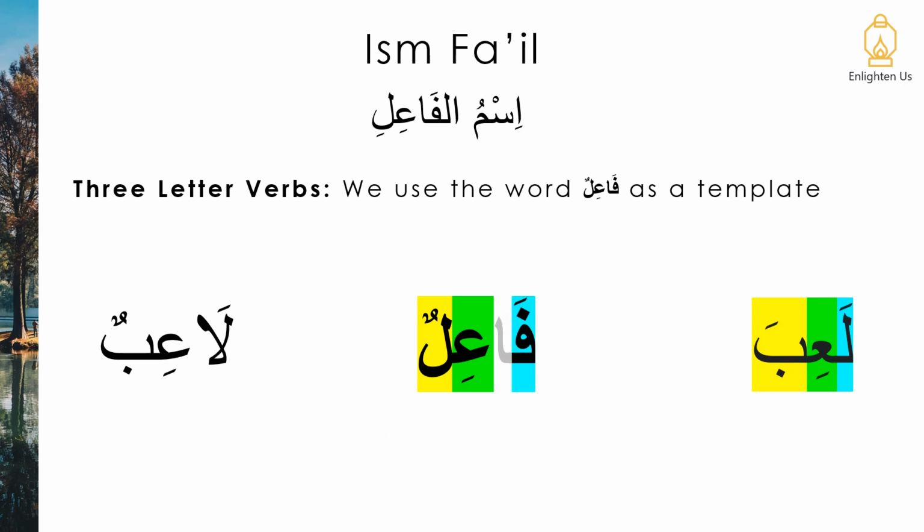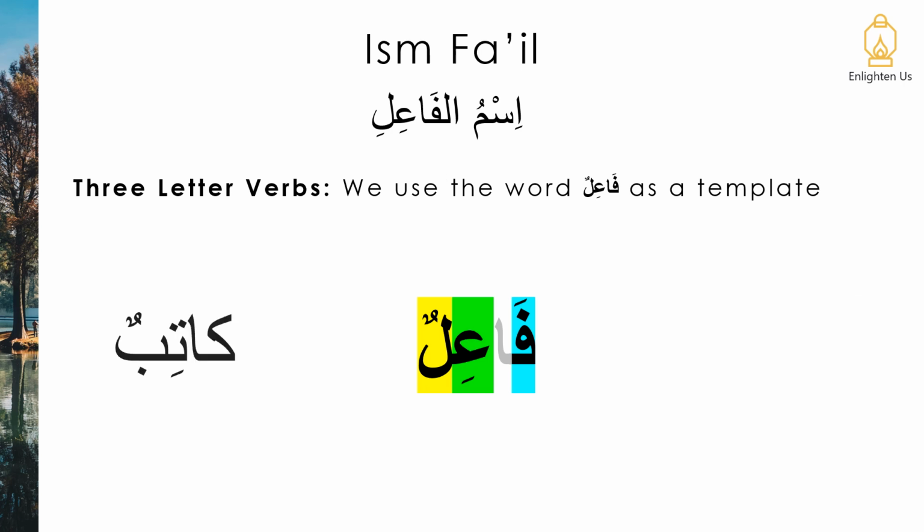So what does this look like in practice? Well, the lam is retained, and it's retained with its fatha. We add the alif. If you'll notice here, there was no alif in our fi'l, in our verb, so we add it for our Ism Fa'il. We retain the ayn, and we retain the ayn with its kasra. And then the ba has a tanween because Ism Fa'il is an ism, and with ism we finish with tanween. So that's how we go from la'iba to la'ib.